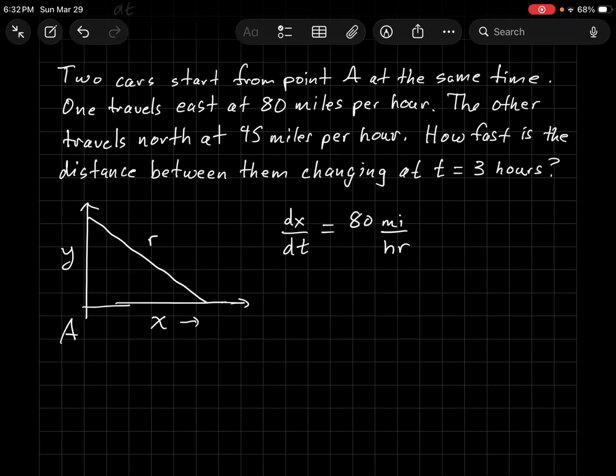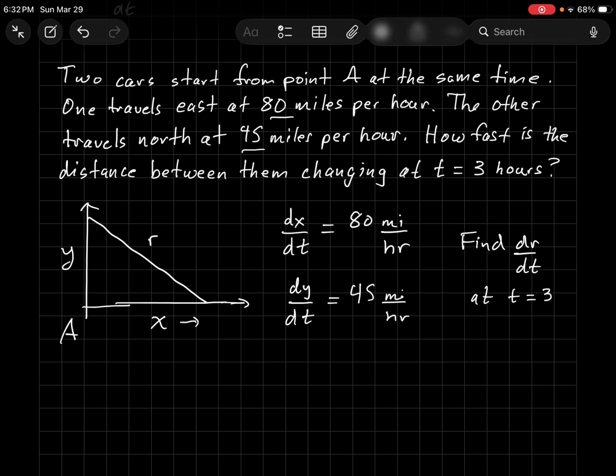The y is changing as well at a rate of 45 miles per hour. So I've taken one piece of information, another piece of information. Find what? How fast the distance, how fast r is changing. Find dr dt at t equals 3. Okay, it looks like I've used all the information that's been given.